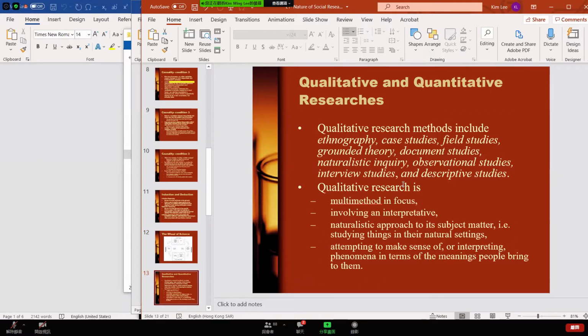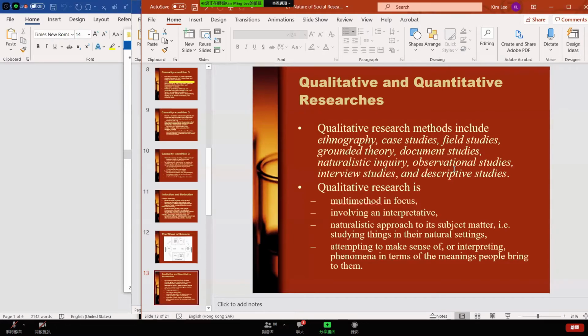So it goes back to the very beginning, the qualitative research and the quantitative research. The qualitative research method includes a lot of things. So ethnography, case study, field study, grounded theory, document study, naturalistic inquiry, observational study, interview, descriptive study. You can get a lot of names of it. That means there are various ways of doing qualitative research. That means you can do just observing, or you can interview people, or you can do some kind of what we call the document analysis. You go to the government archive and read all the documents. Okay, so these are the qualitative research.